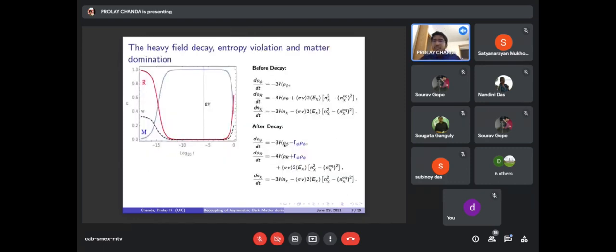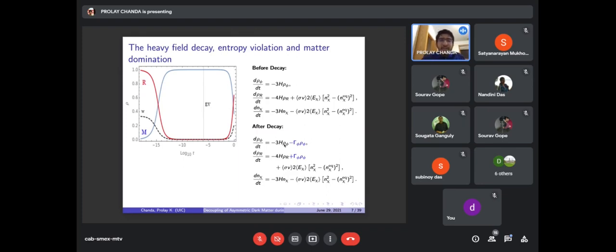So what is a matter-dominated freeze-out scenario? Here we propose that there is a heavy field which we call phi, and it starts with some initial density which we will denote as small r. Small r is the fraction of radiation relative to the total energy density in the thermal bath when the phi field starts to evolve like matter.